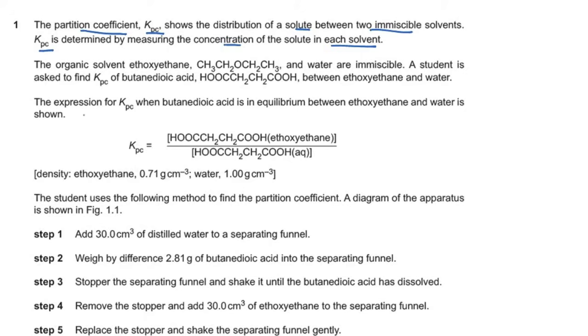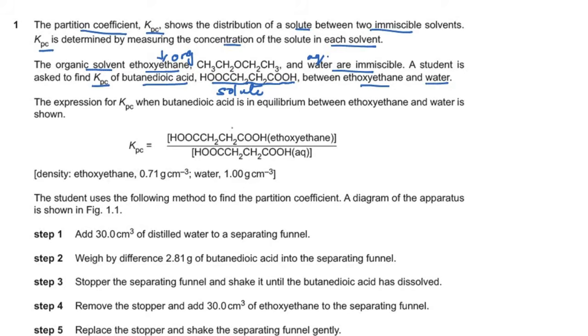So here is the whole question. The procedure is also given, and the organic solvent used is ethoxyethane and water. Both of them are immiscible, and the student is asked to find KPC of butane dioic acid between the ethoxyethane and water. So here you can understand that butane dioic acid is a solute, and the two immiscible solvents are ethoxyethane, an organic solvent, and the other solvent is the aqueous, that is water. So we are supposed to find out the partition coefficient, distribution coefficient of the solute butane dioic acid between these two solvents, organic and aqueous.